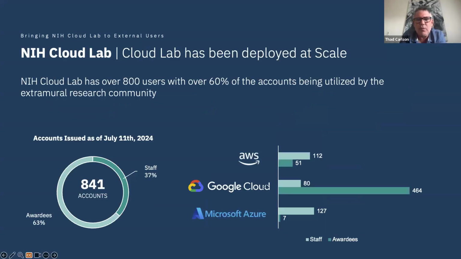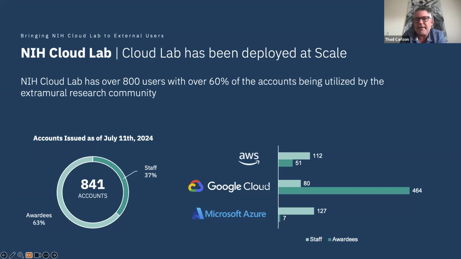Just using this process, we have been deploying these federation solutions at scale. We have over 800 users. I think we're well over 850, maybe 870. We have about 20 to 50 users sign up per week. A little over 60% are external, and a little under 40% are internal staff researchers. And you can see the split across AWS, Google, and Azure.